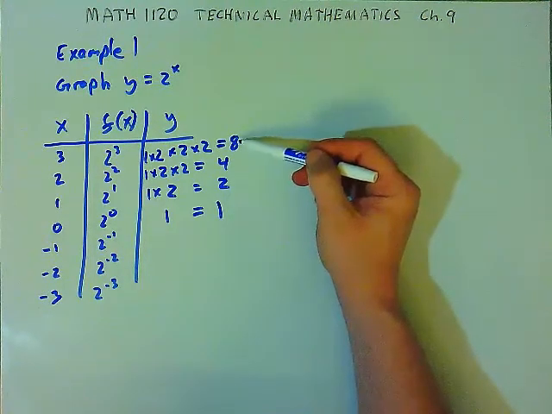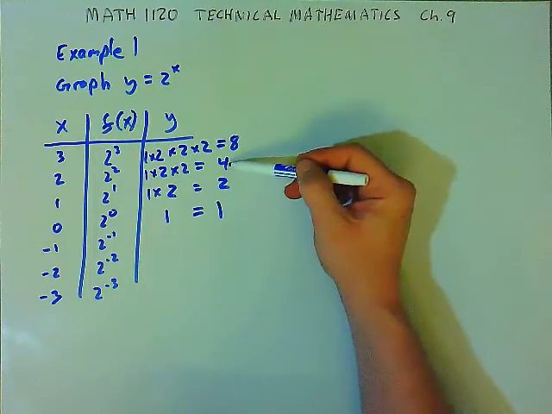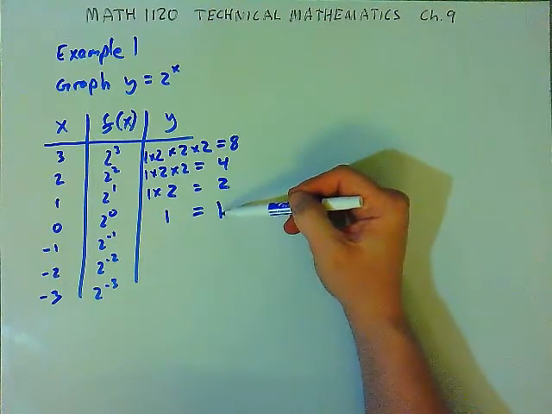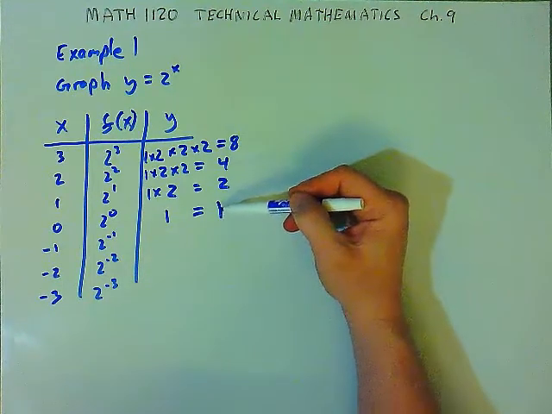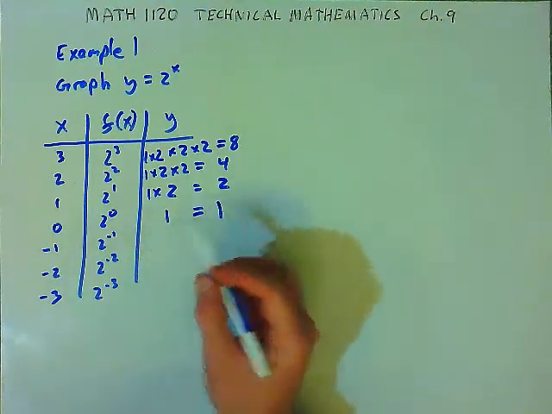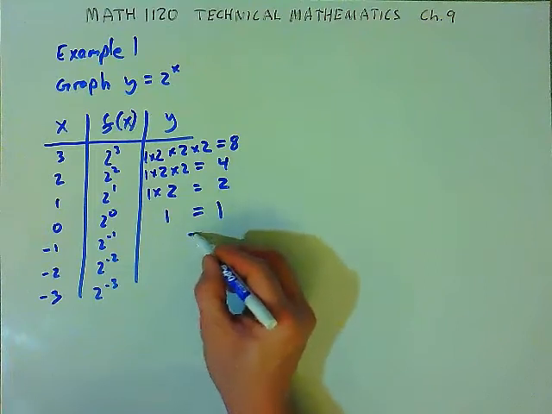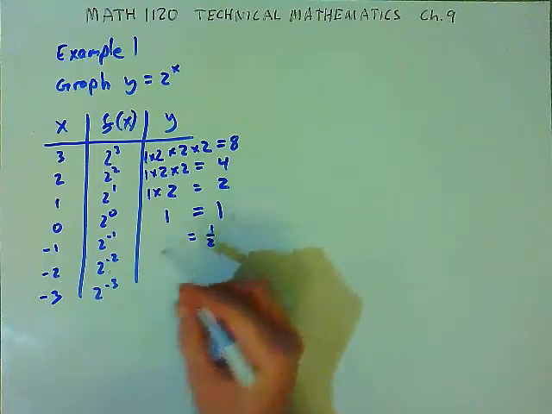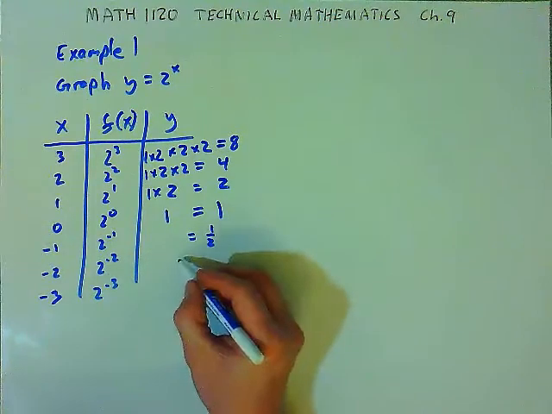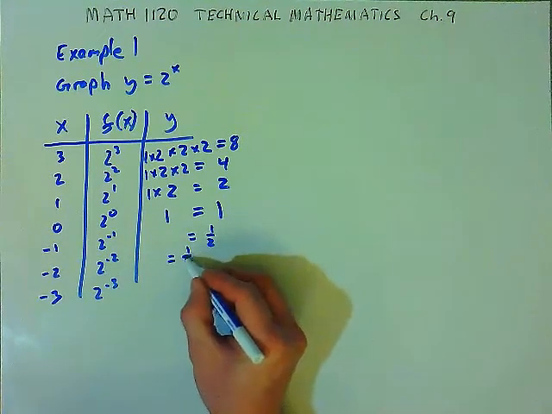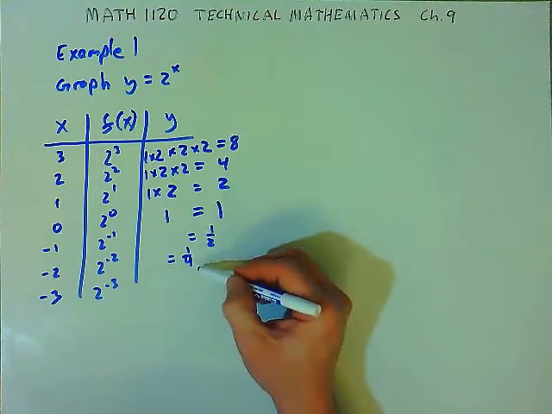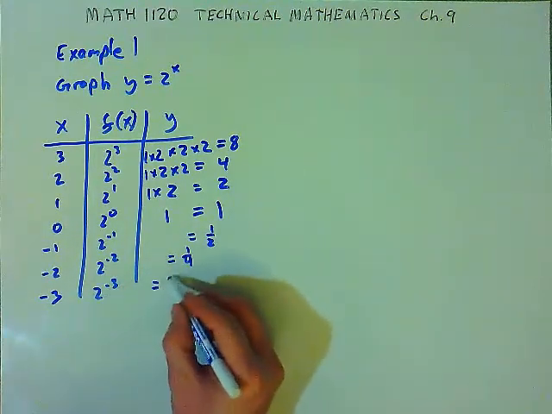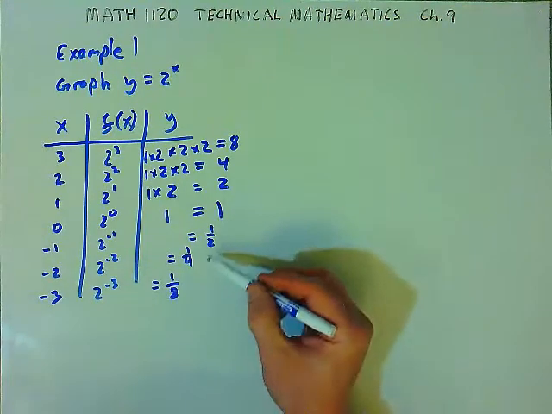And so the pattern is 8 divided by 2 is 4, 4 divided by 2 is 2, and 2 divided by 2 is 1. And so if we continue this pattern on, 2 to the negative 1 power must be 1/2, because 1 divided by 2 is 1/2. And 2 to the negative 2 power is going to be 1/4, because again 1/2 divided by 2 is 1/4. And 2 to the negative third must be 1/8. Again, just following the pattern.